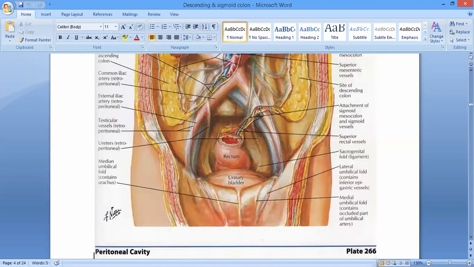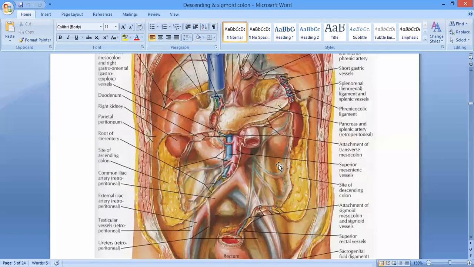Okay, now what about the posterior relations? In the posterior relations are the structures which are present in the posterior abdominal wall, because it is plastered against the posterior abdominal wall. See, it is adherent to the posterior abdominal wall. First of all, what do you see right behind it? The outer border of the left kidney, right? Or the lateral border of the left kidney. So the first posterior structure you will see is the lateral border of the left kidney.